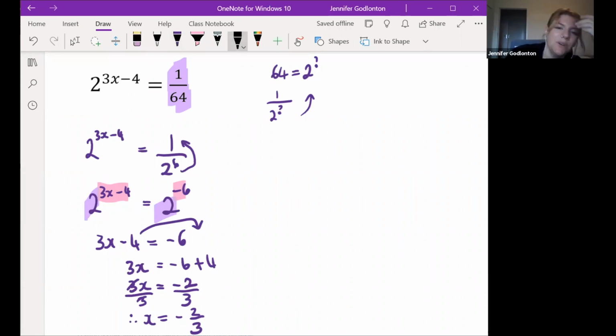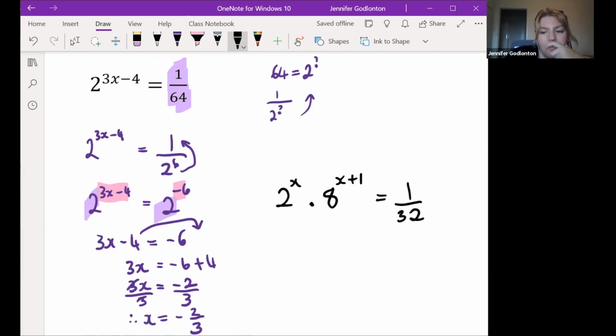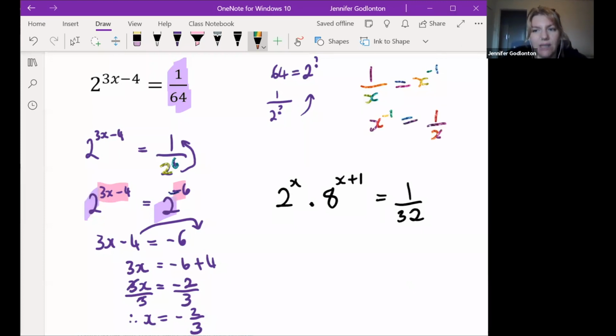I'm going to give you one more exponent question. So when we're dealing with exponents, if we are moving it from the bottom up to the top, then our exponent becomes negative. So think about this rule. If we have 1 over x, that's equal to x to the -1. So whenever we move it, if I have x to the -1, that's equal to 1 over x.